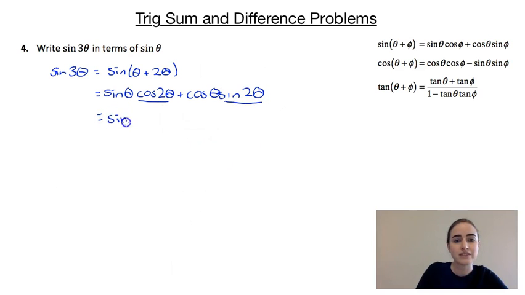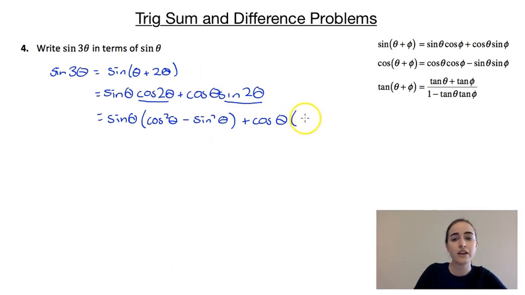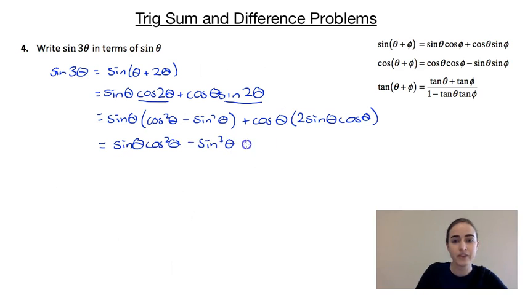So that's going to give me sine theta, and cos 2 theta would give me cos squared minus sine squared. So we can have cos squared theta minus sine squared theta, plus cos theta outside of, and sine 2 theta would give me 2 sine theta cos theta. So expanding out both of those sets of brackets, I'm going to end up with sine theta cos squared theta minus sine cubed theta plus 2 sine theta cos squared theta.